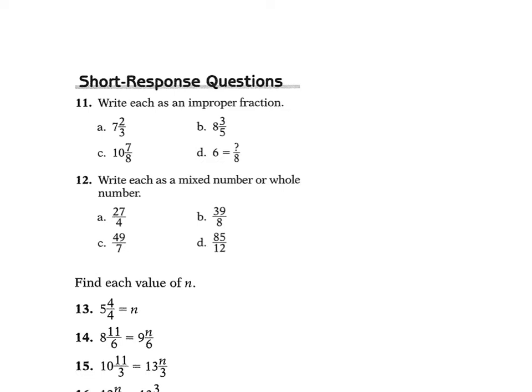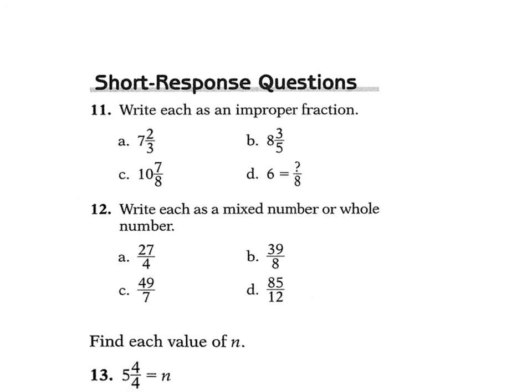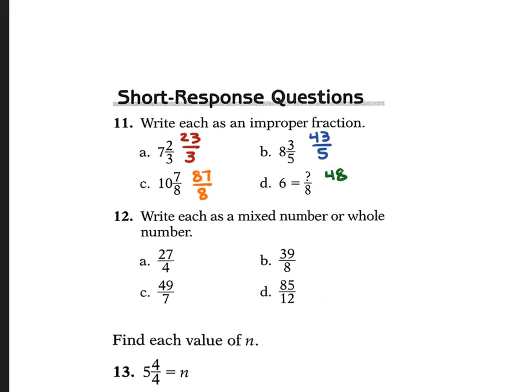So for 11, with these short response questions, we are writing each fraction as an improper fraction. So for A, we have 7 and 2/3. So 7 times 3 is 21, plus 2 is 23 over 3. For B, we are given 8 and 3/5. So 8 times 5 is 40, plus 3 is 43. Keep it over the 5. For C, we have 10 and 7/8. So 10 times 8 is 80, plus 7 is 87 over 8. And then D, we have 6 is equal to something over 8. Well, 6 times 8 is 48. So that's just 48 over 8.